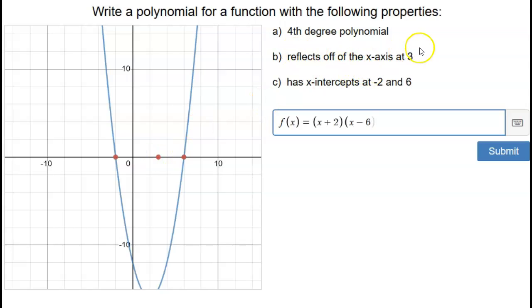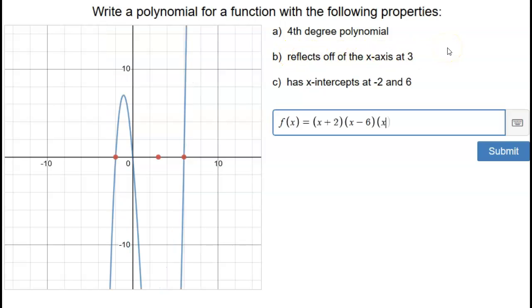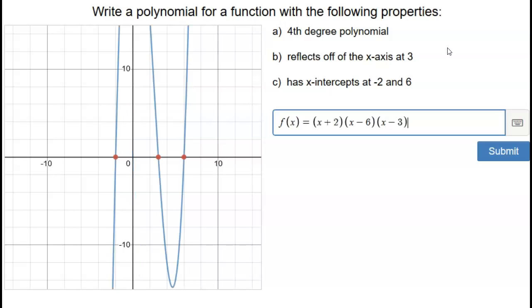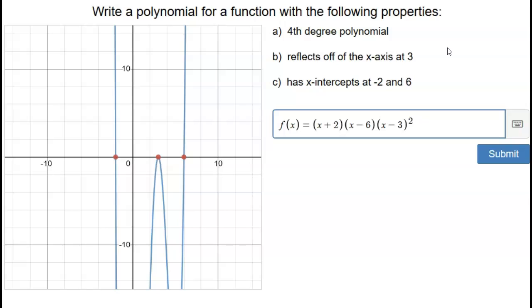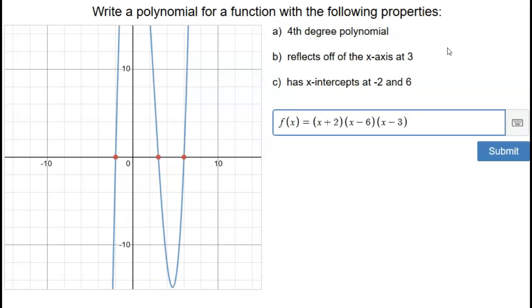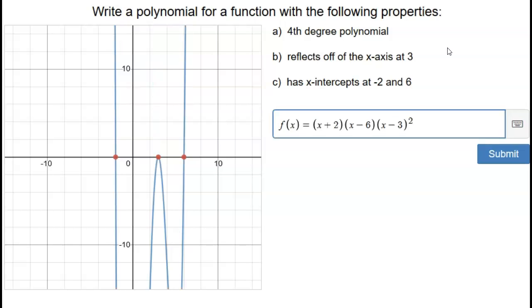Now, what we needed to do is we needed to reflect off the x-axis at 3. So when it says to reflect off the x-axis, you can see we've only got 2 x's here, but it's supposed to be a 4th degree polynomial. So I need 2 more x's. When it says that it reflects off the x-axis at 3, we need this to be -3, but we need it to be that quantity squared. Whoops. Like this. So now it's reflecting off the x-axis. It's not crossing it. As soon as it hits it, it bounces off of 3. Okay, so that's what this squared outside here does, it reflects it across this x-axis.